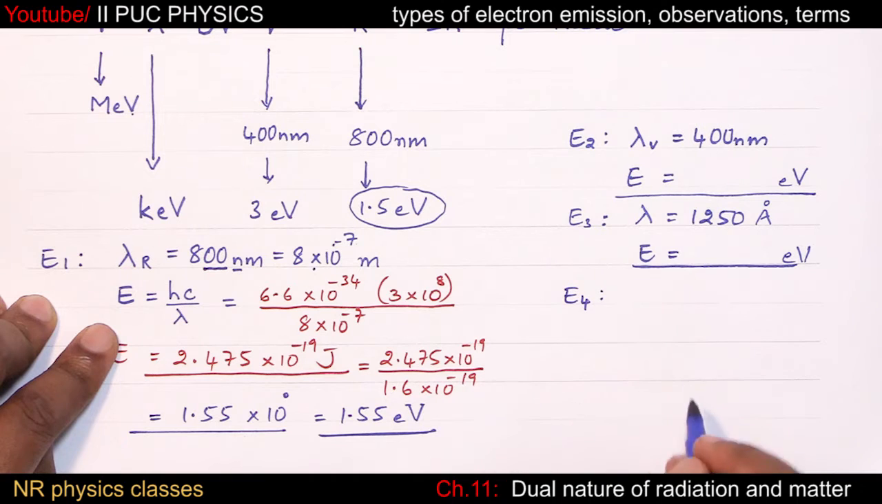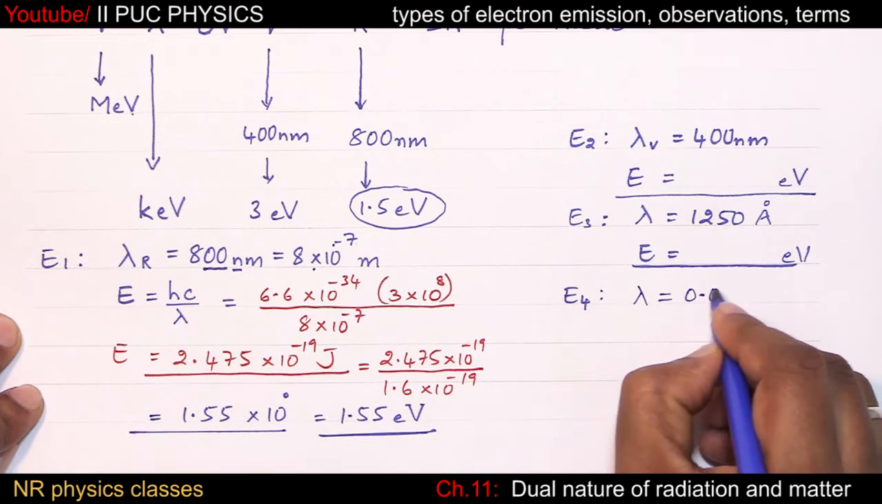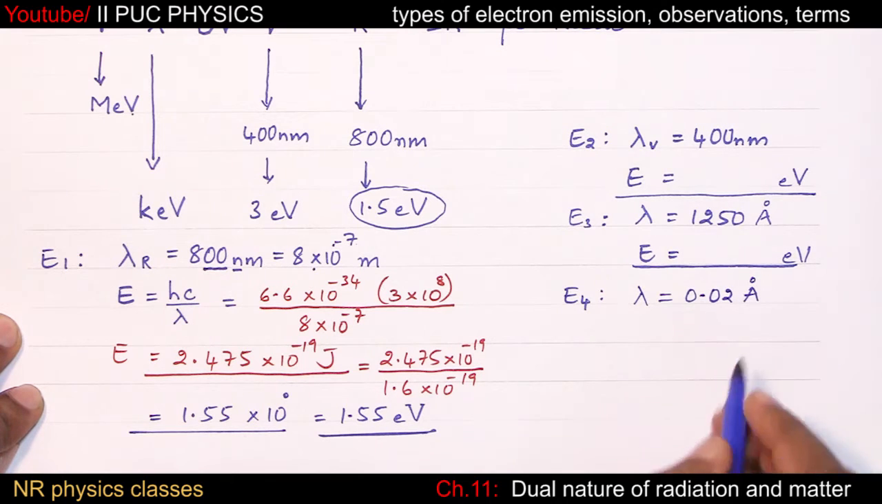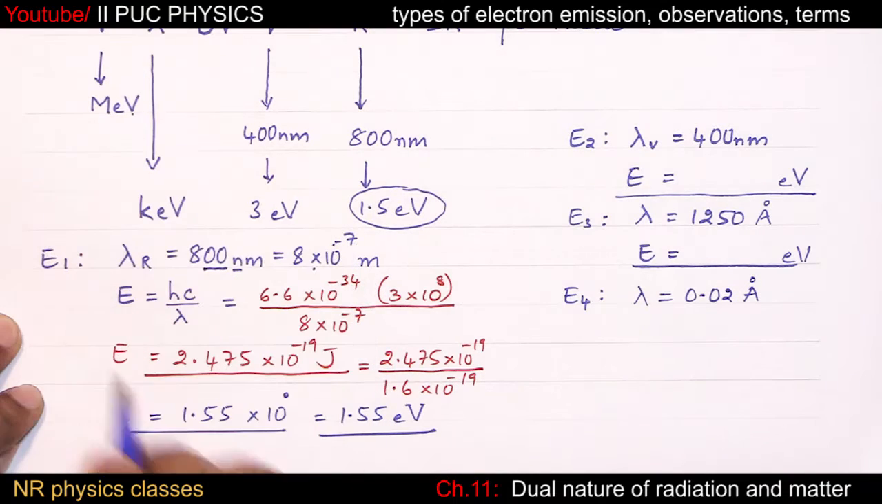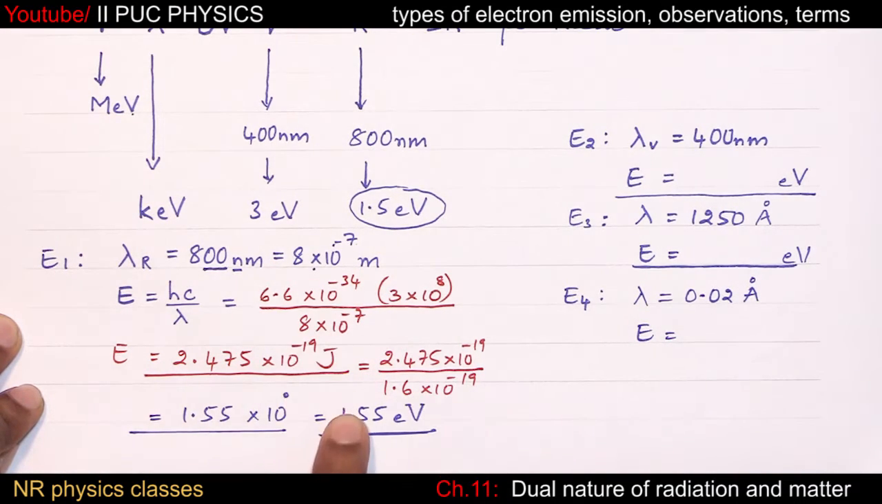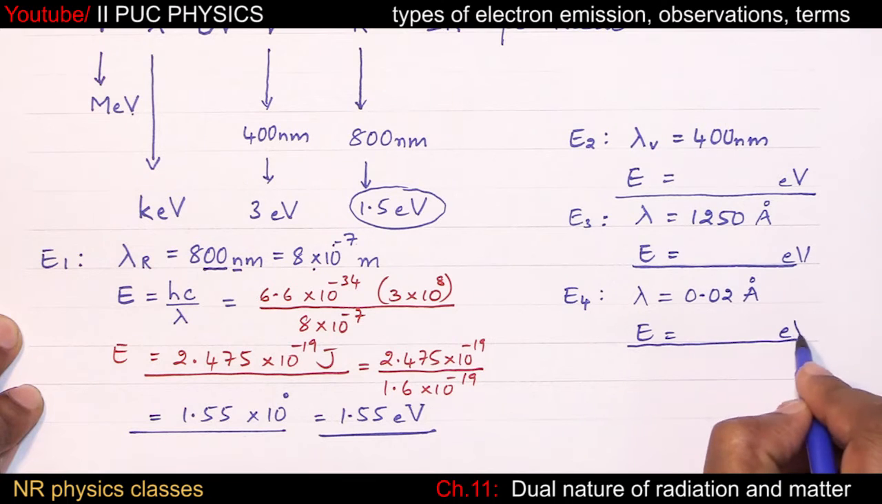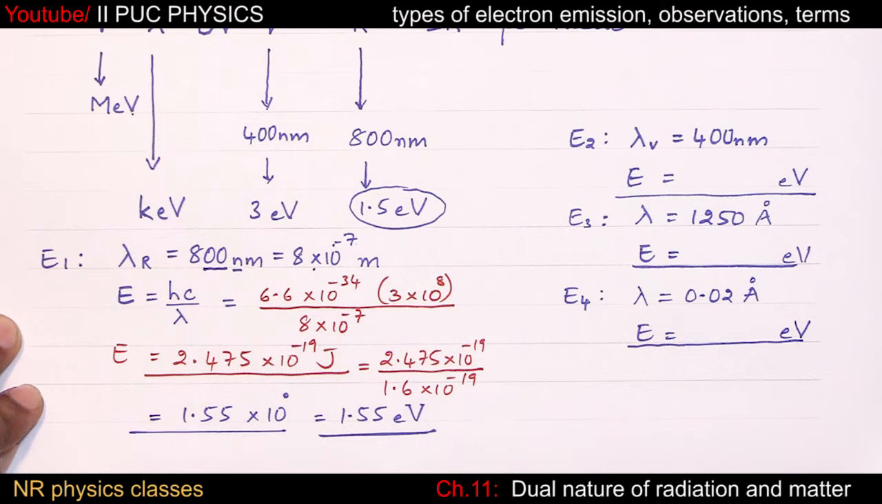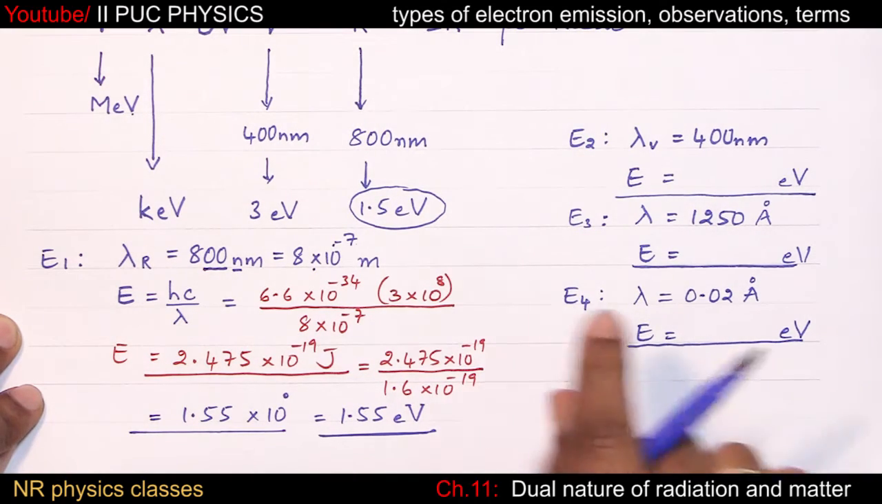Example 4, lambda equal to 0.02 angstrom. Very short wavelength. This should correspond to either X-ray or gamma. Find the energy like this. Students, please do copy and then solve all this. This is in eV. So these things are necessary, and the electron volt concept is necessary to understand this chapter.